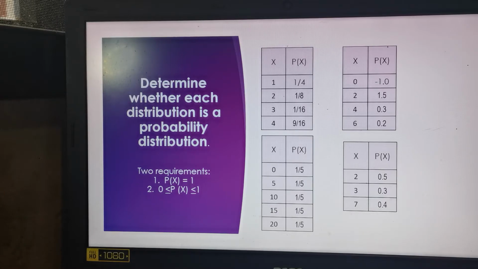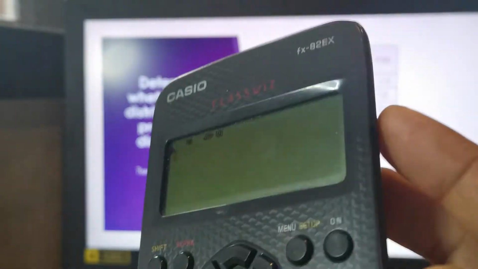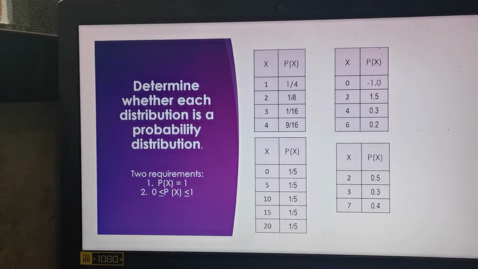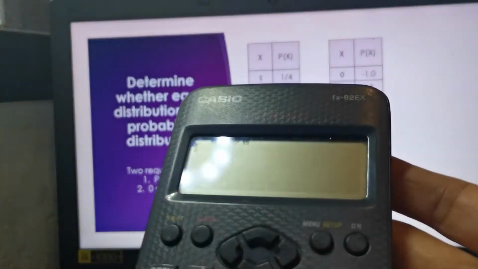Pahiram nga ng calculator ang mga anak. Calculator, please. Faster. Thank you. Gumagana pa ba siya? Ayan, gumagana siya, guys. Okay? So, nakikita nyo siya? Parang hindi. Kailangan natin ng light. Lipat natin yung light natin. Ayan, okay na ba? Nasaan na tayo?